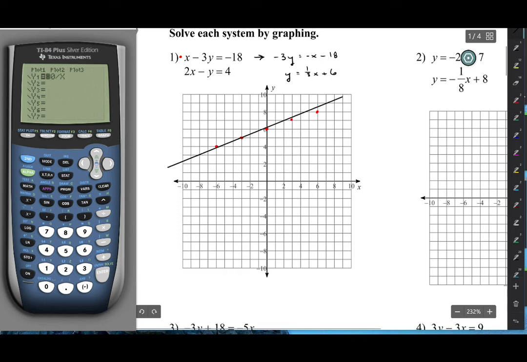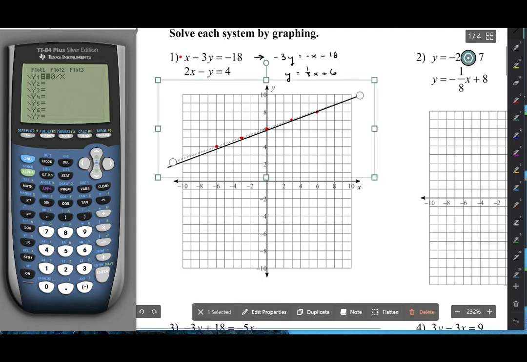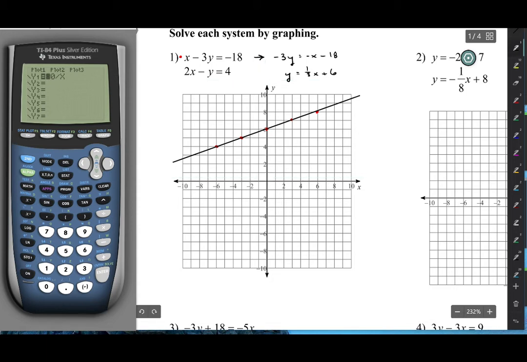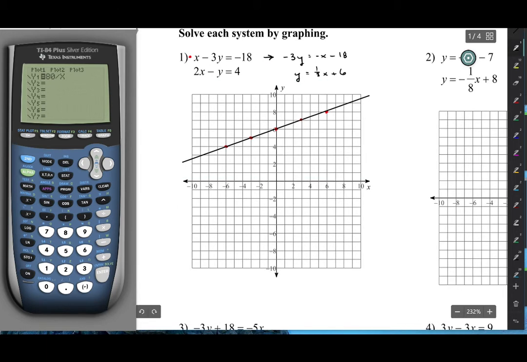So, graph time. You should have learned this in Algebra 1 or 2. And then we'll focus on the second equation. For the second equation, I'll show you another method.